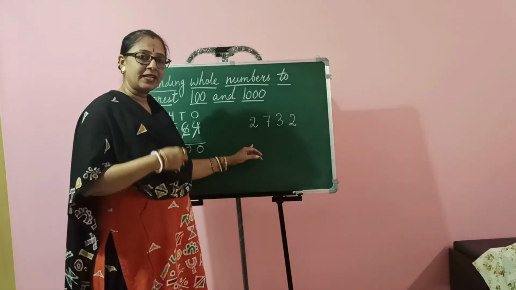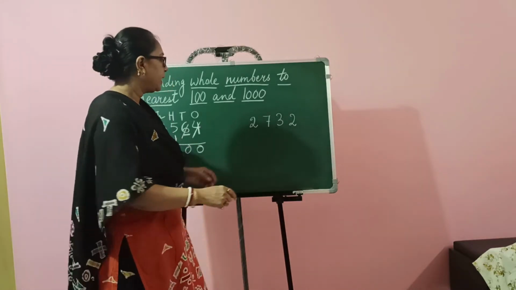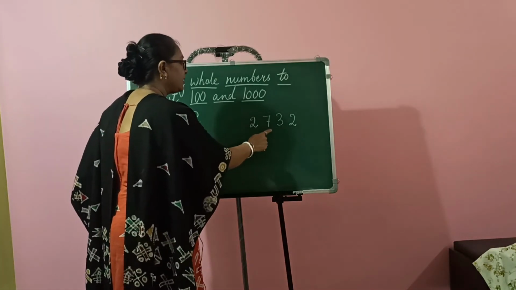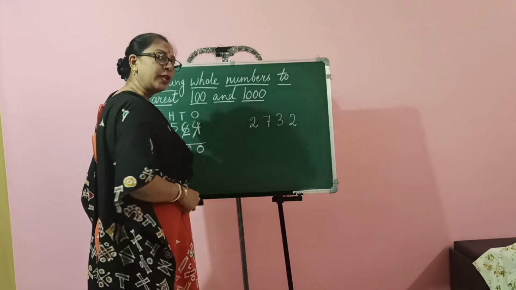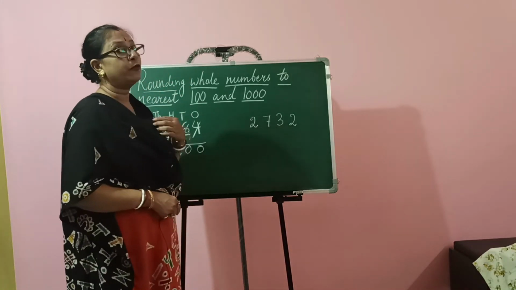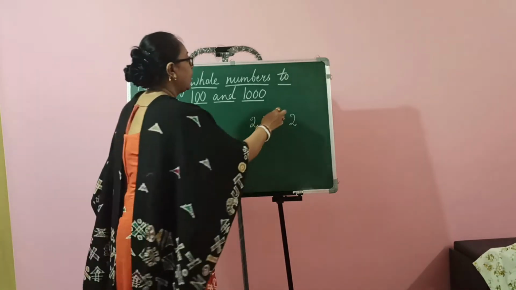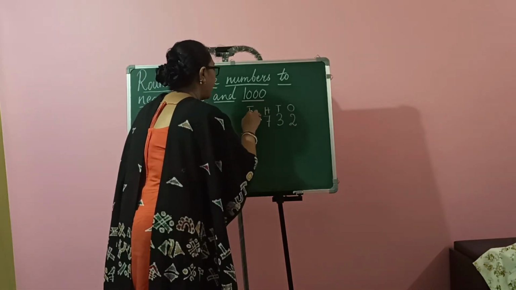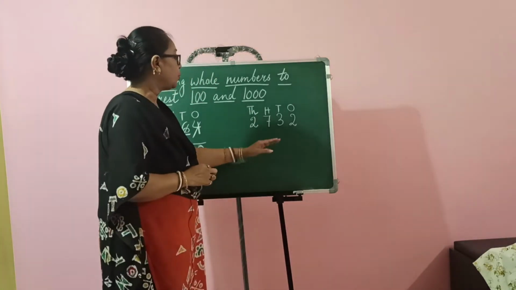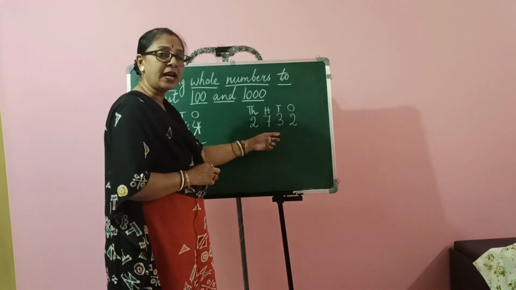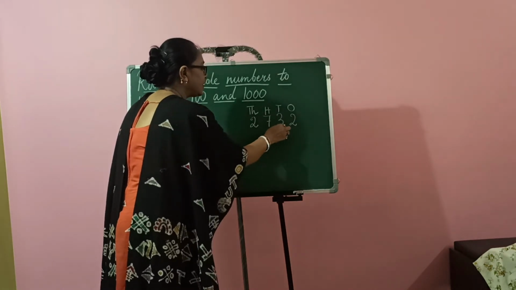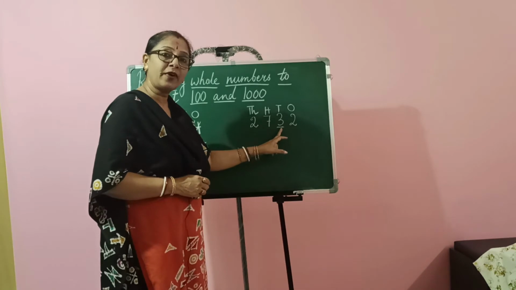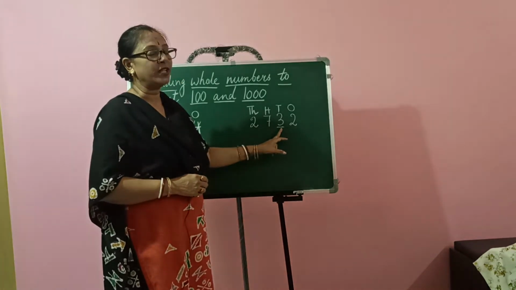Let us understand by taking another example. Say we have another 4-digit number, 2732. So let's write the place values on the top for our convenience. We have ones, tens, hundreds and thousands. To round off to the nearest hundreds, we look at the tens place. Now the number we are looking at is less than 5. So we have to round it down.